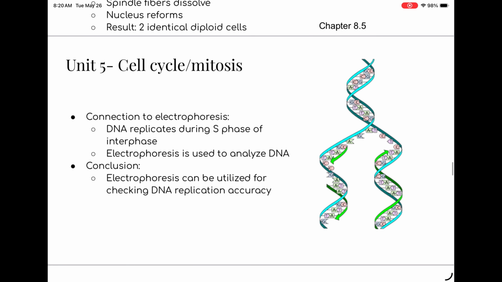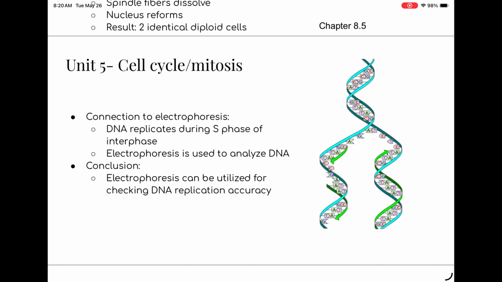This connects to electrophoresis because during the S phase, the DNA is replicated, and electrophoresis is used to analyze the DNA closely. And so electrophoresis can be used for checking how accurate the DNA replication went and if everything went right or wrong.